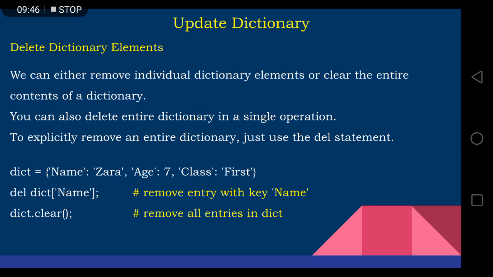Okay, and then dict dot clear. If you remove all the entries in the dictionary, it will be an empty dictionary. And then if you give del of dict, it means the entire dictionary gets deleted. When you use clear, the holder is there but there are no values, but when you del the dictionary, everything is totally removed. So those are the three different ways we can delete from the dictionary.